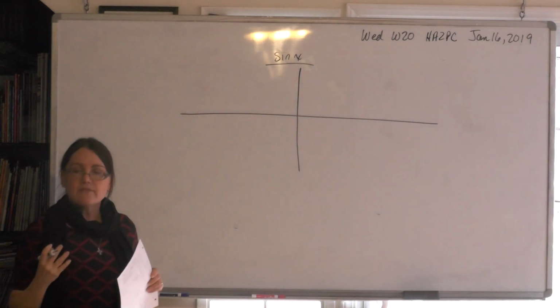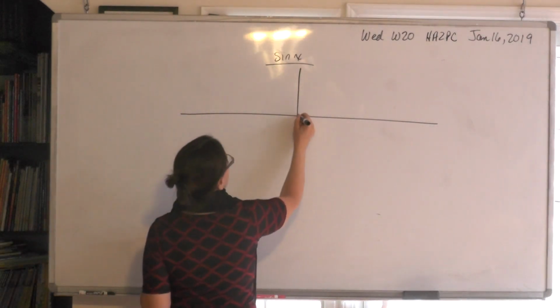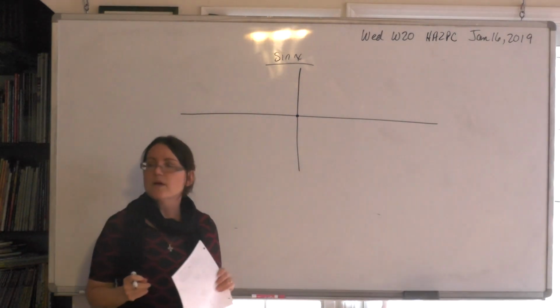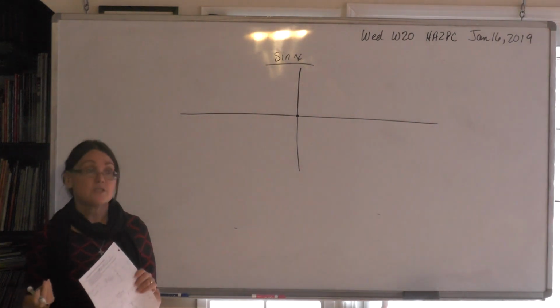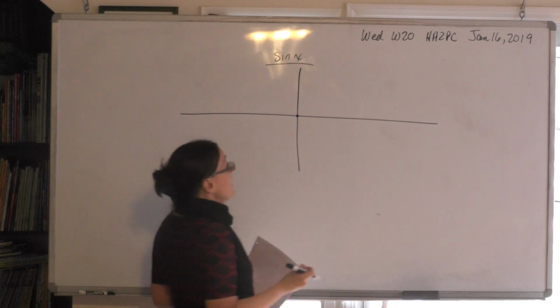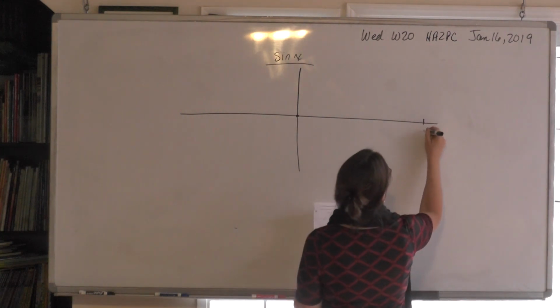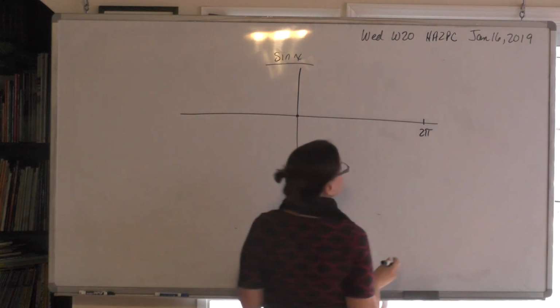Here's some tips on graphing sine of x. I'm just gonna dot my (0, 0) because that's where I'm gonna start. I always dot my x-intercepts first, my crossings, right? And I know it's gonna start at 0 and I know it's gonna go to 2 pi, right?